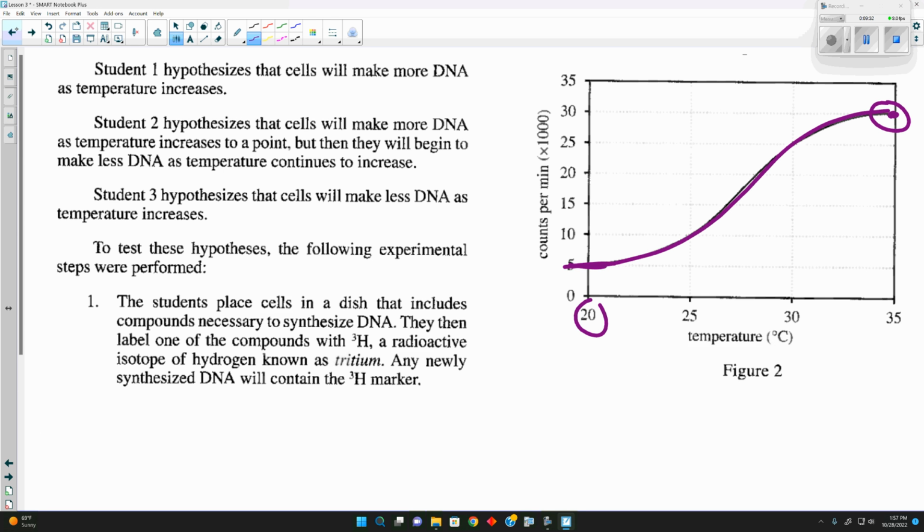So here we go. Student 1 hypothesized that cells will make more DNA as temperature increases. Student 2 hypothesized that the cells will make more DNA as temperature increases to a point, but then they will begin to make less DNA as temperature continues to increase. Student 3 hypothesized that cells will make less DNA as temperature increases.